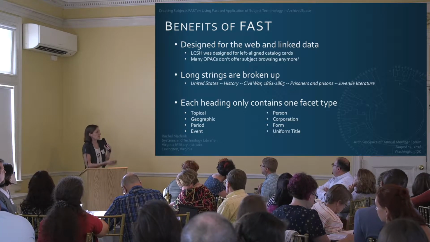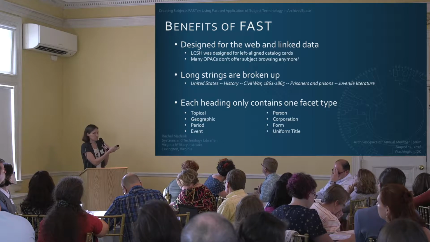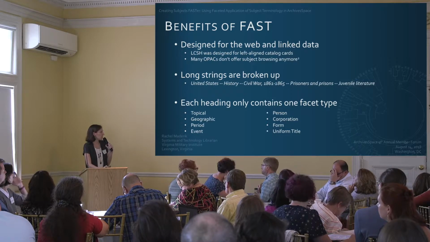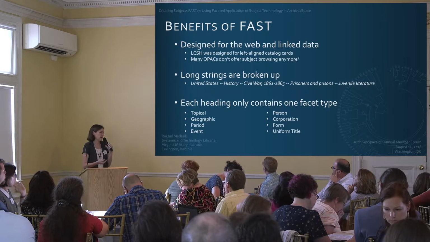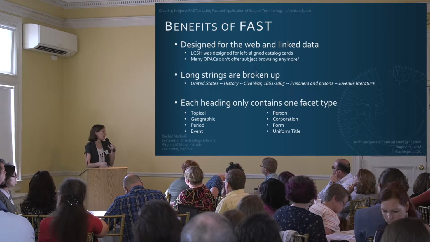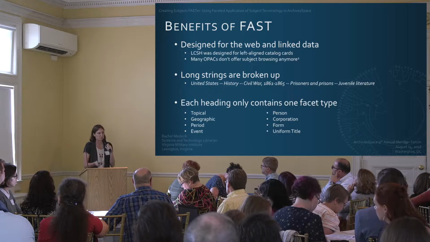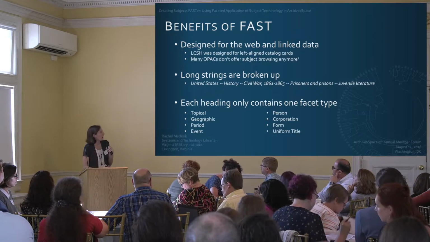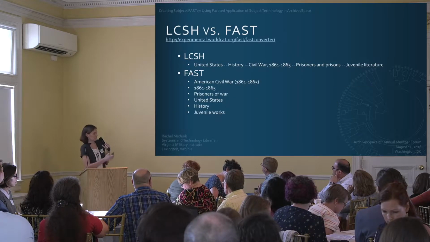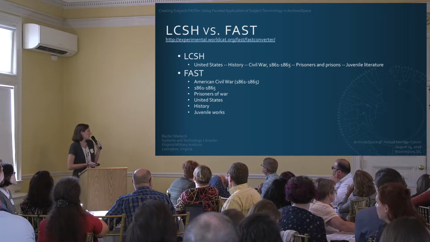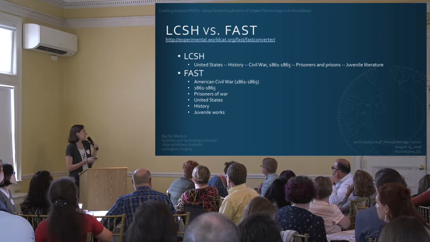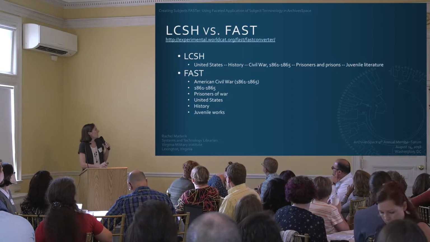So a key feature of FAST is that it breaks up these long headings that you're used to seeing in LC into much shorter headings that only contain a single facet, which is where the F in FAST comes from. And by facet, they mean geographic, chronological, topical. So here's an example of a single LC heading and its FAST equivalent, which is 6 separate headings, but they're much shorter.